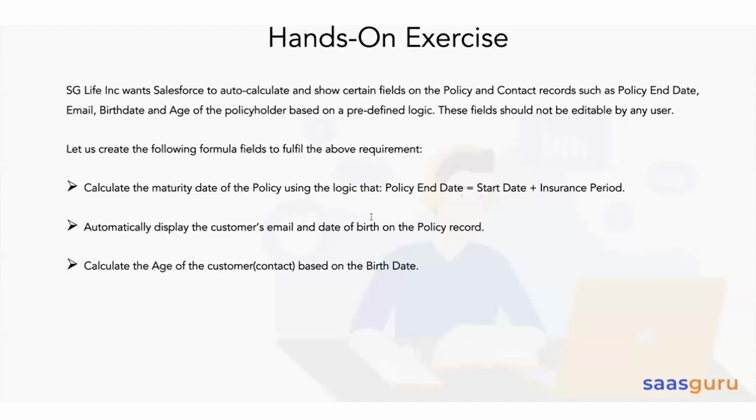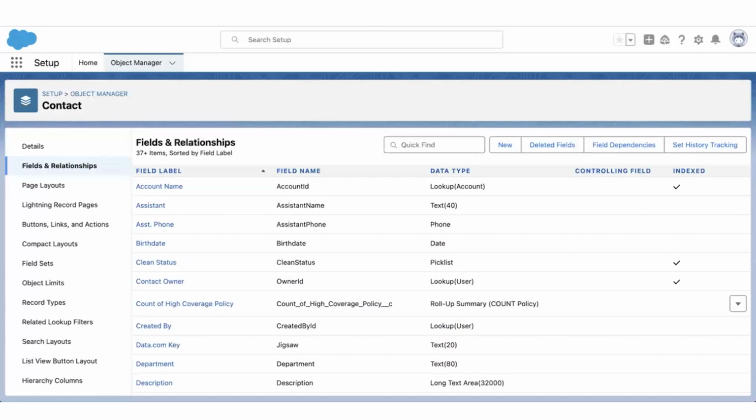The next requirement is to display the contact email address and the date of birth on the policy record. So this is an example of a cross-object formula where you are displaying the customer's, as in the contact's, email address and date of birth on the policy record, and you're reducing the manual effort for the insurance agent. And the last one is to calculate the age of the customer, as in the contact person, based on the birth date. So again, we'll navigate to the object manager.